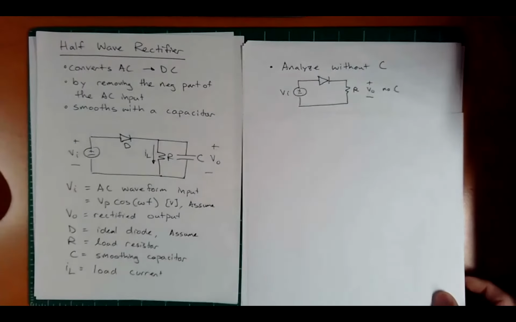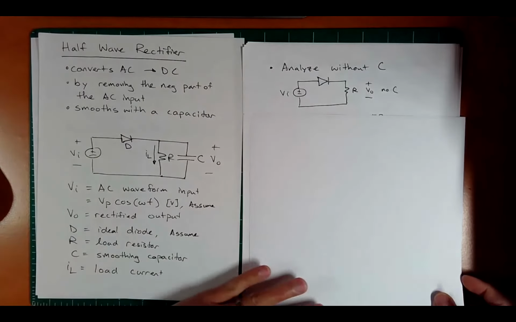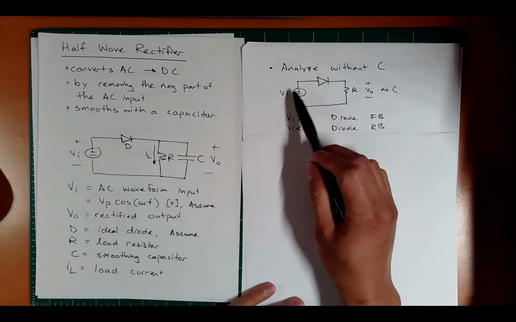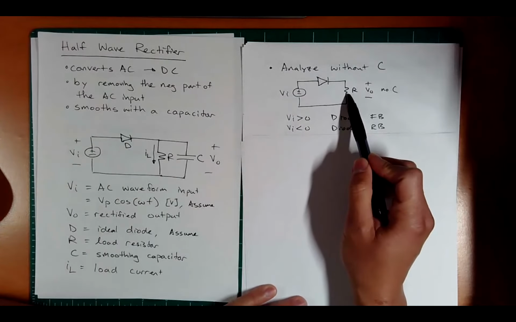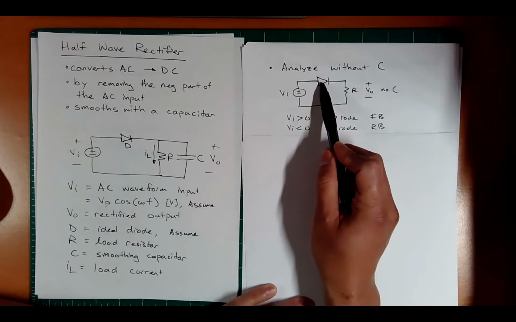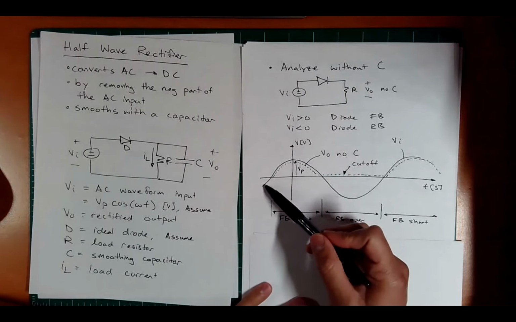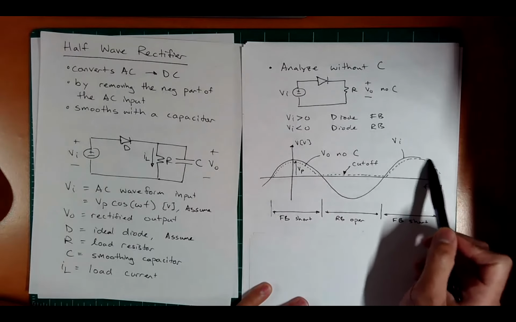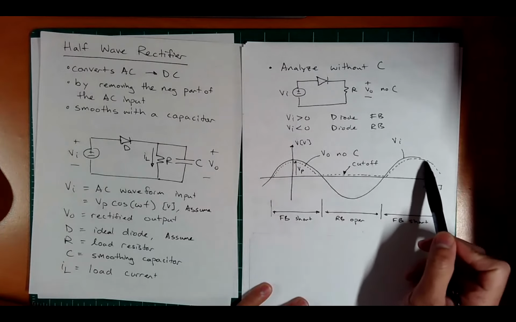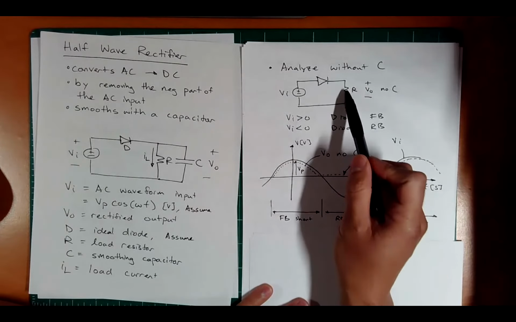So let's look at this very quickly without a capacitor. So just the half wave here. And we've done this before in previous lectures, right? If this voltage here is positive, this diode's going to be in forward bias. And if this voltage is negative, this diode will be in reverse bias or off, right? And so here's a plot showing the input voltage as a function of time. And the dashed line here is what the output voltage would look like under normal operations without a capacitor.